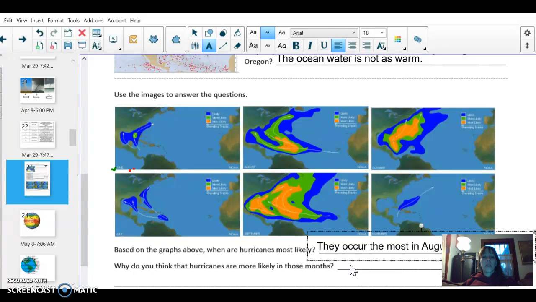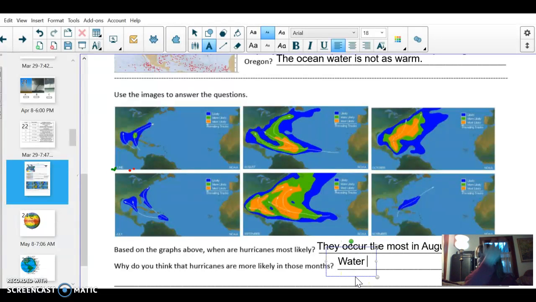Okay, so what I want you to think about is that idea of what we talked about with sea breezes and land breezes. Remember that at night, the water is going to be warmer than the land, creating a land breeze. And the reason is that water takes longer to heat up and water takes longer to cool down.